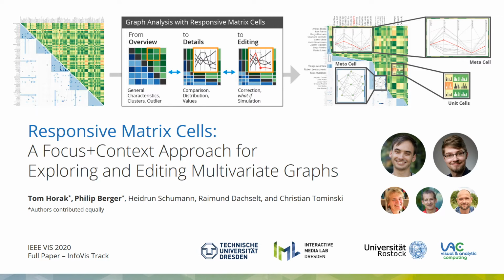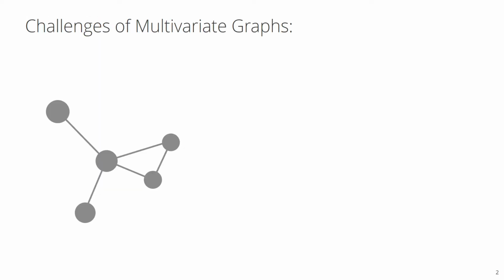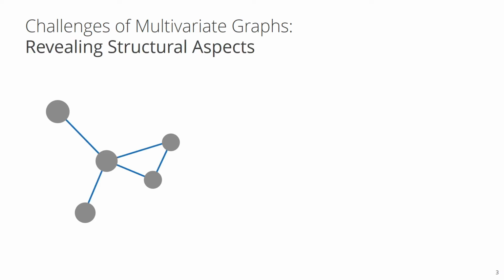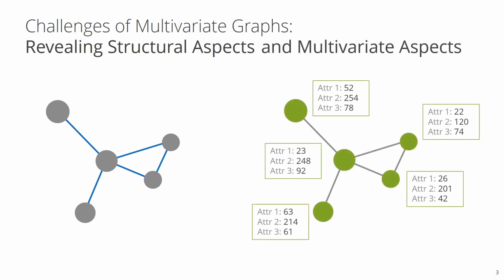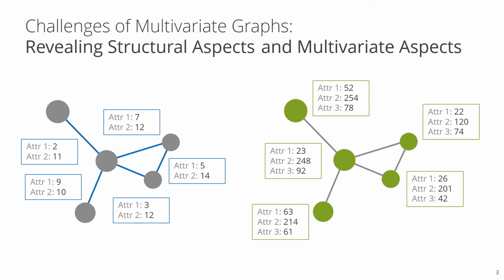With our investigations, we aim to facilitate working with multivariate graphs. These graphs are a challenging data type, as both structural and multivariate aspects are of interest at the same time, besides the traditional challenges of graph visualizations. This means an analyst needs to see how nodes are connected, but also how node attributes are characterized. Even further, the links themselves can also be detailed with attribute values.